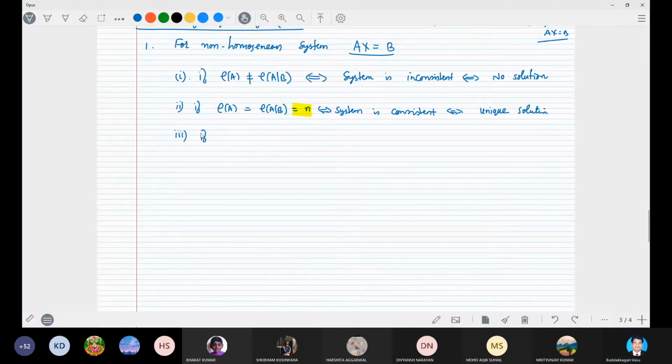Number 3: if rank of A is equal to rank of AB, that means the rank of the coefficient matrix is equal to the rank of the augmented matrix, and the rank is less than n, the number of unknowns, then the system is consistent but it has infinitely many solutions.